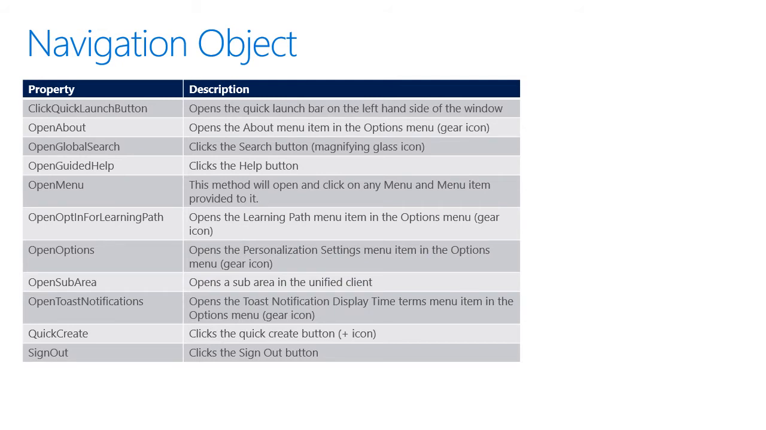For the navigation object, we see many properties, including the Click Quick Launch button, which opens the Quick Launch bar on the left-hand side of the window, open the About menu, opening Global Search, which is the magnifying glass icon. We'll open Guided Help, open a menu. We can open the Opt-in for Learning path, which is inside of the gear icon. We'll open Options, also inside of the gear icon. Be able to open up sub areas. This will allow us to navigate to account records, contact records, opportunities, etc. The Quick Create button, which is the plus icon. And finally, the ability to sign out.